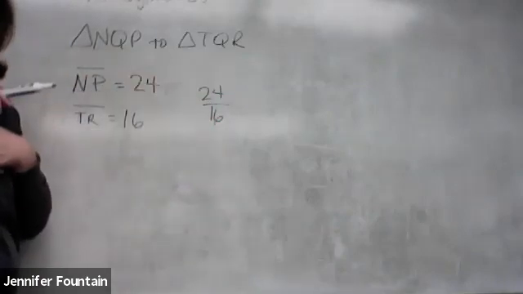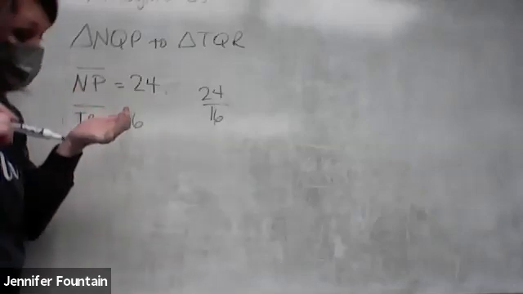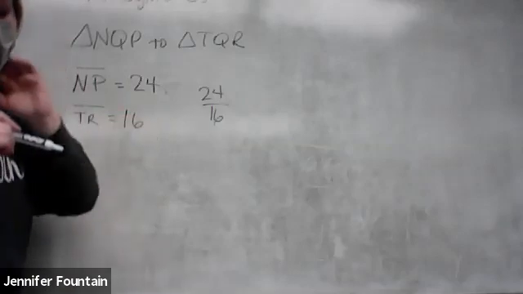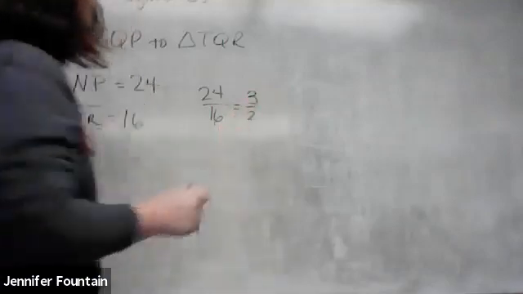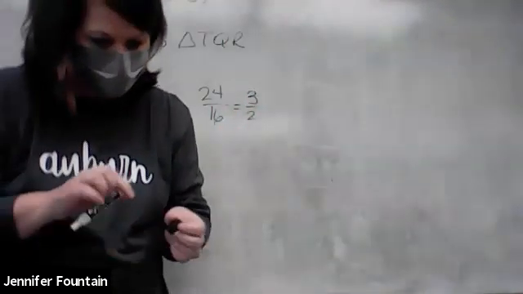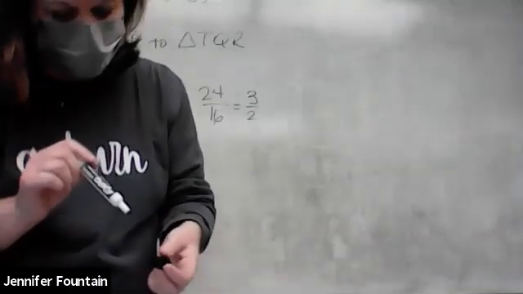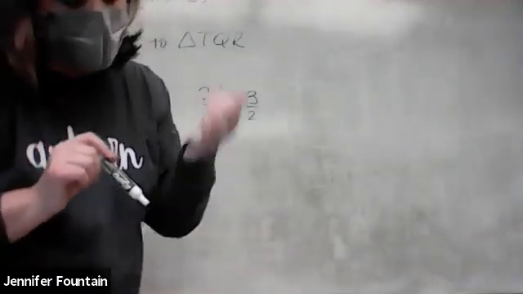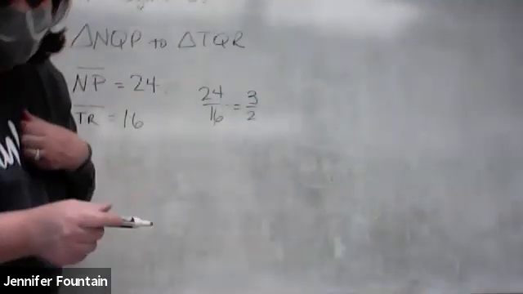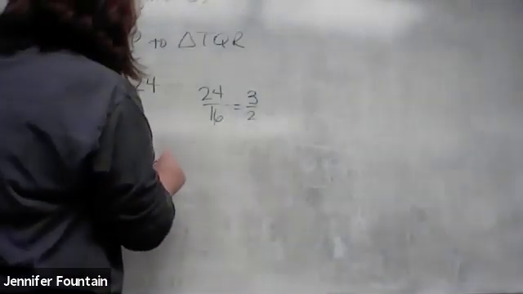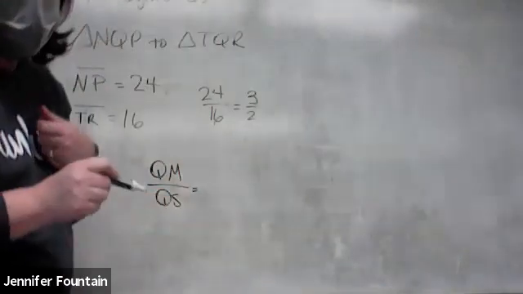Can't you simplify that to 3 over 2? Eventually we're going to get there. That's the whole thing we're looking at, we've got to find the scale factor. So that simplifies to 3 over 2 because what do you divide both of them by? 8. Good. Now because the ratio of the lengths of the altitudes is equal to the scale factor, you can write the following equation. When I look at my altitudes, one altitude is QM, the other is QS. What do I know that QM is?